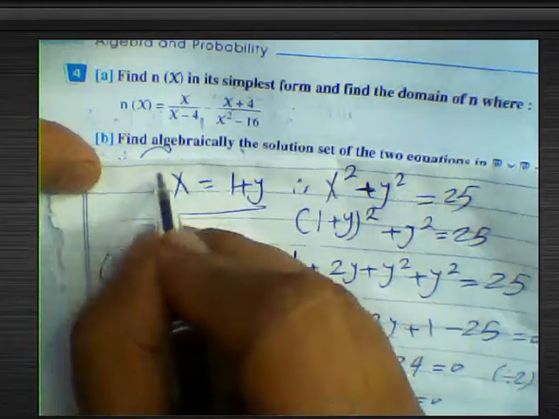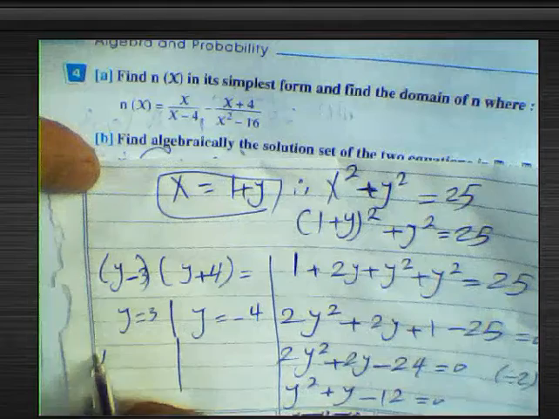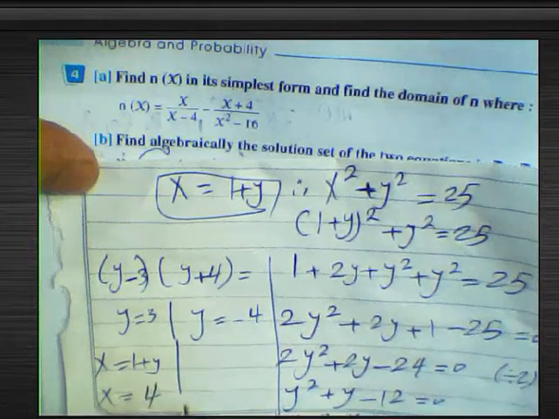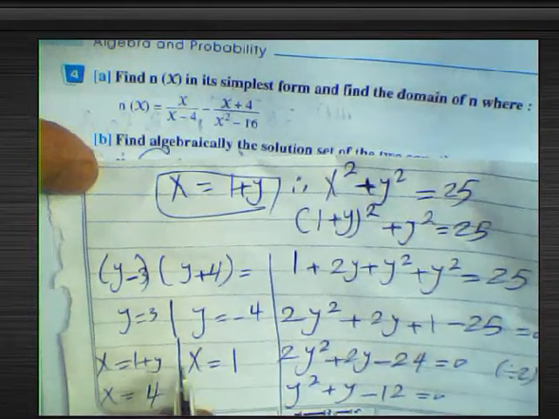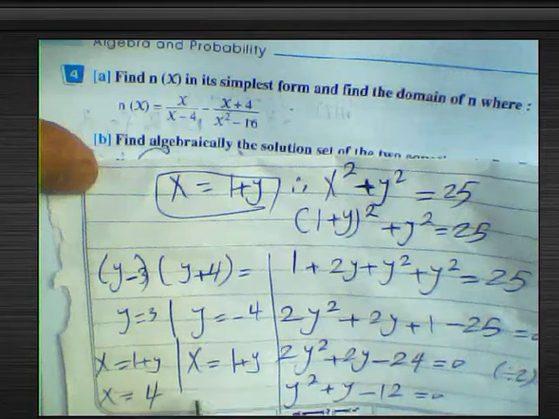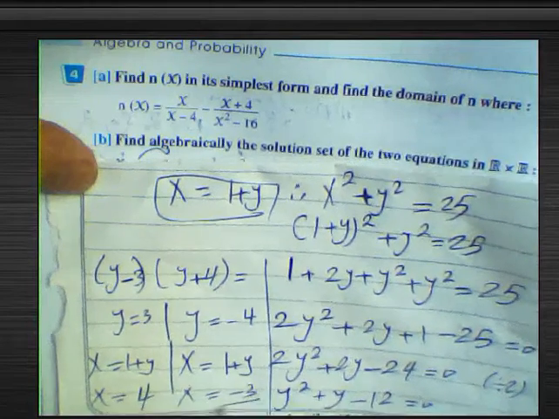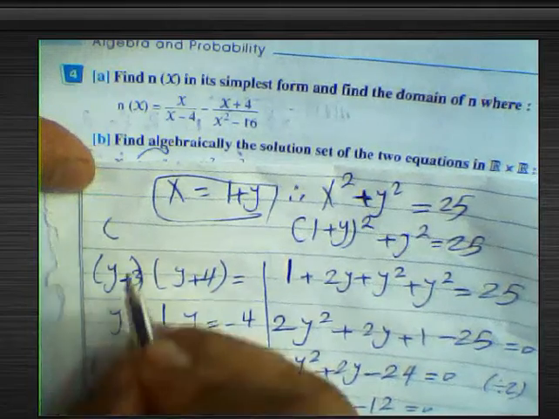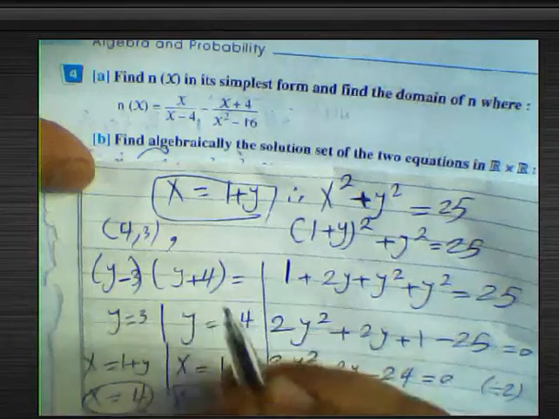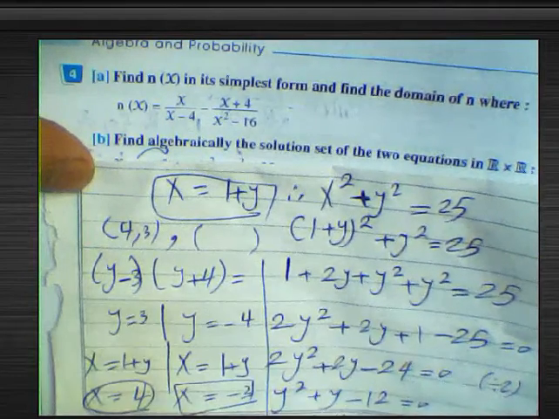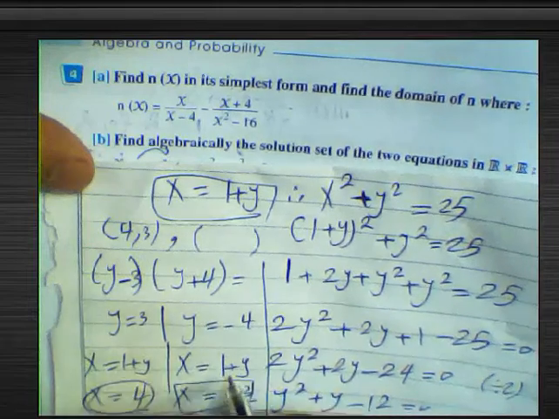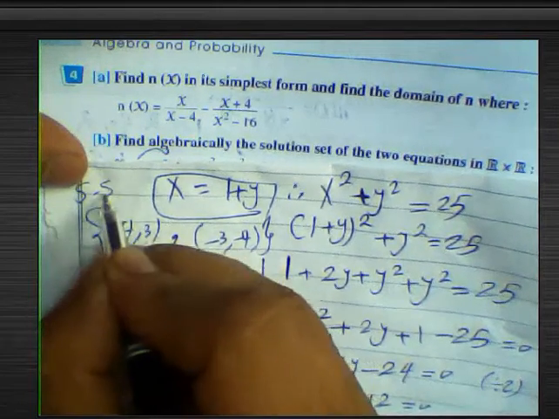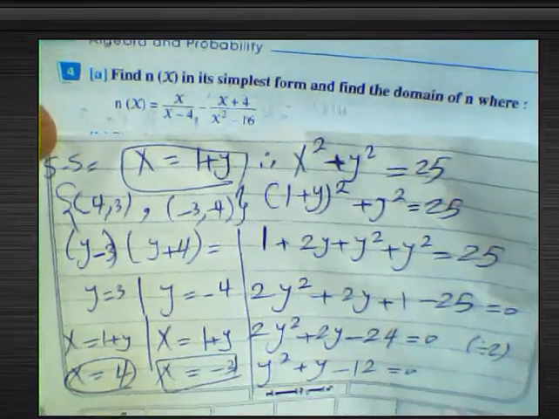And what about x? We can find the value of x here. x equals 1 plus y, so x equals 1 plus 3 equals 4, and when y was negative 4, x will be negative 3. Okay, so the solution set will be (4, 3) and the second will be (negative 3, negative 4). It's the solution set of these equations. It's okay.